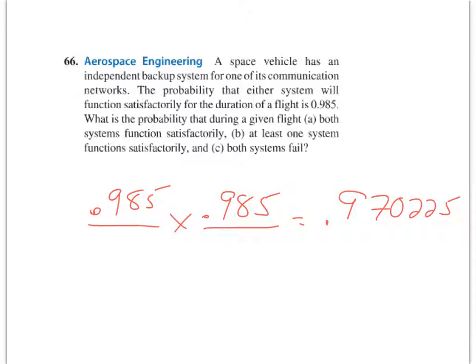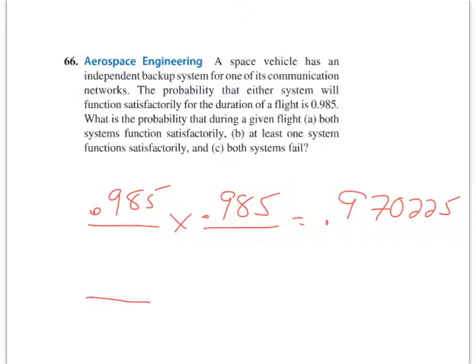Okay, we're going to skip B for a moment here. We'll do that one in class, or we'll think about that one in a second. But let's think about C right now. For C, let's figure out what's the probability that both systems fail. Well, if there's a 0.985 chance that they work, the complement would be the fact that they fail. So that's going to be 0.015.